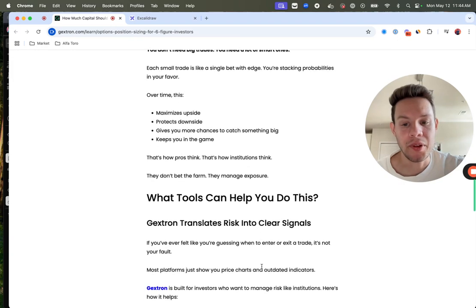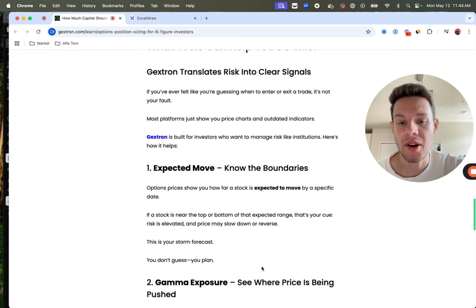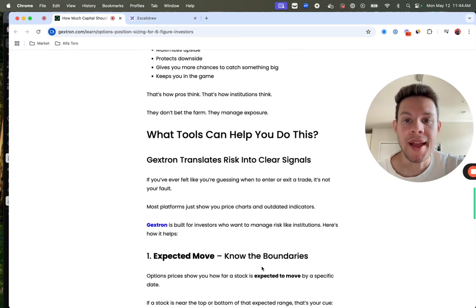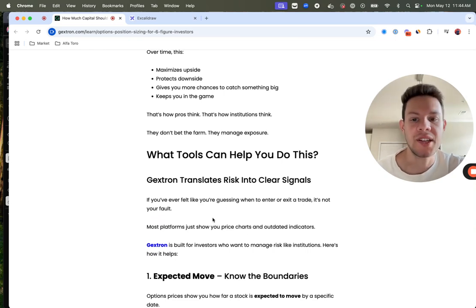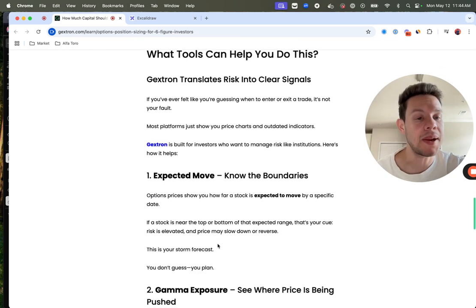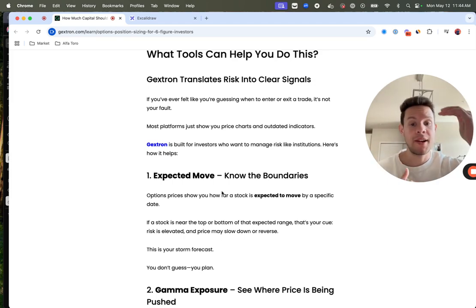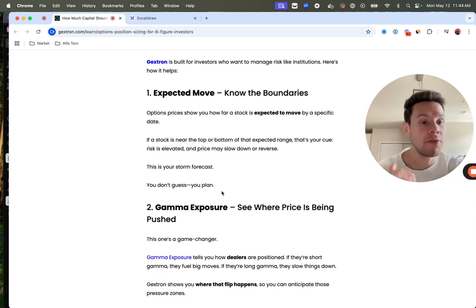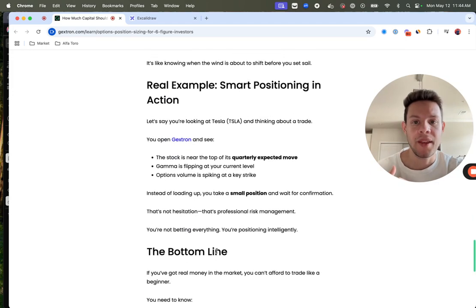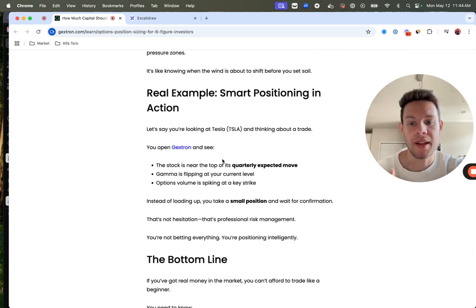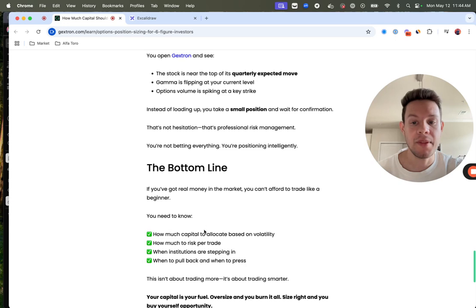They manage exposure. Okay. And so in this article, I talk about now that you know how to size in, now you just need a strategy. And so how Gextron can help you figure out the expected move, like knowing the boundary ranges, knowing where support and resistance are, and so on. Right. Okay.